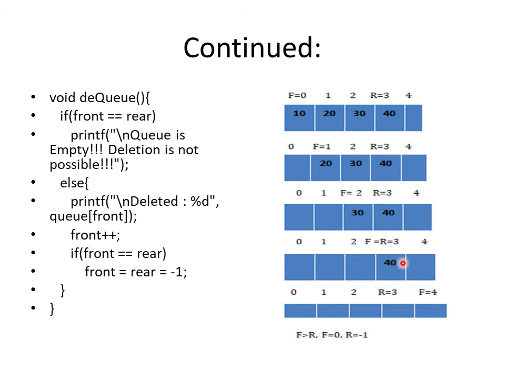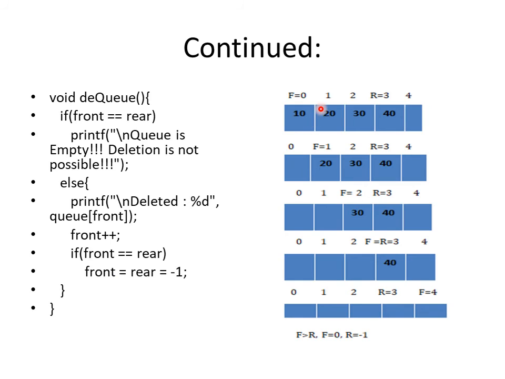Now what happens? I am deleting the fourth element and I am incrementing f, because here you can see f equals f plus 1. It is incremented. When f is greater than r, what am I doing? I am reinitializing f equals 0 and r equals minus 1. That means to reuse this space, for that reason I am using f equals 0 and r equals minus 1, and these values can be reused.